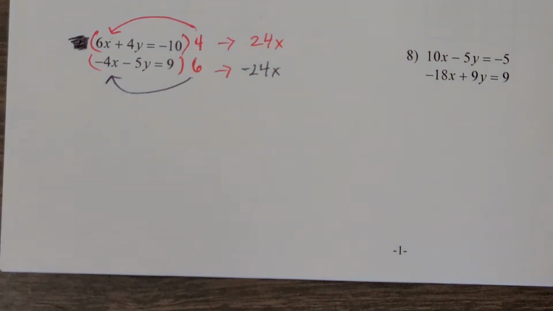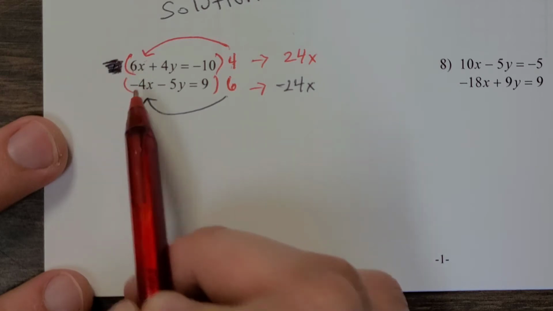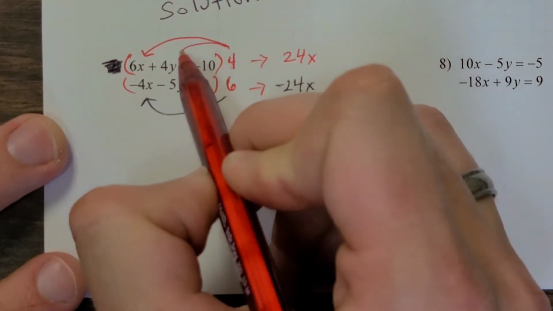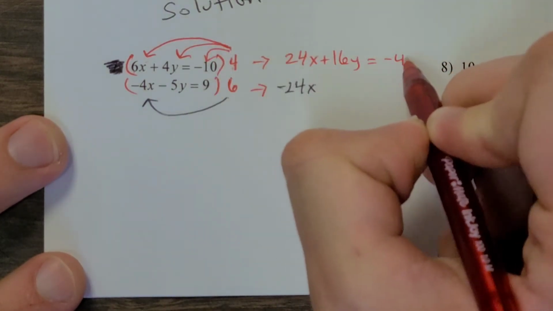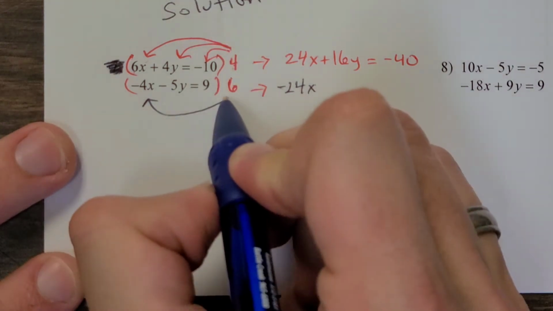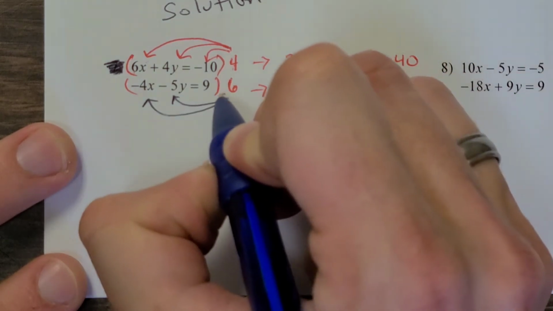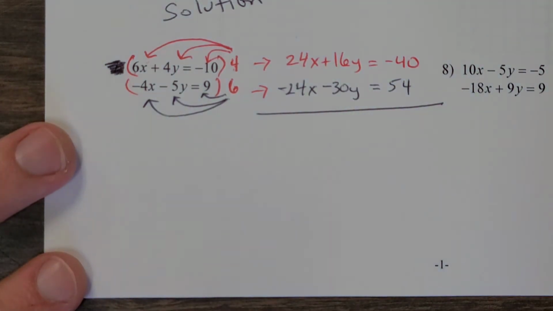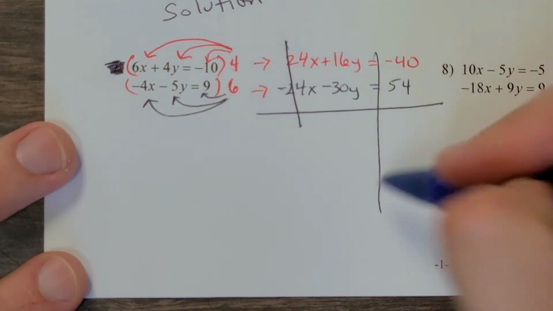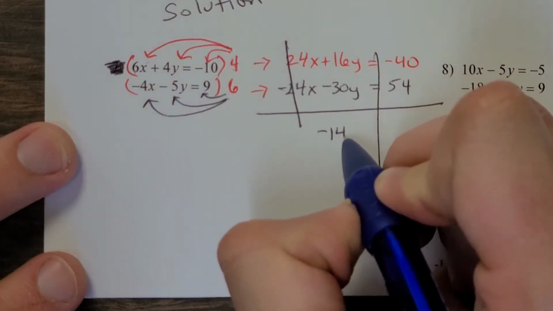Now, we're going to have to multiply the rest of it. But just so you can see right there, 4 times 6 and 6 times 4 are going to give me the same number. And then one's positive, one's negative. All right, let's keep going on the top. 4 times 4y is a 16y. 4 times negative 10 equals a negative 40. 6 times negative 5y is a negative 30y. And 6 times 9 is 54. All right. Now you can see I've got opposites, and I can add these together. 16y and a negative 30y give me a negative 14y.